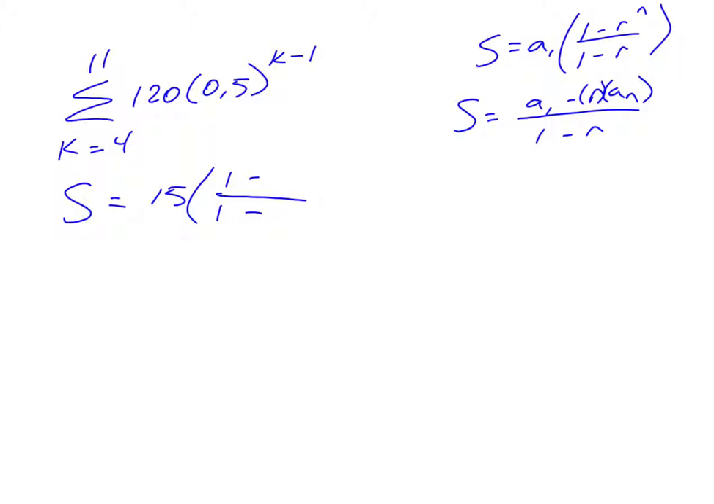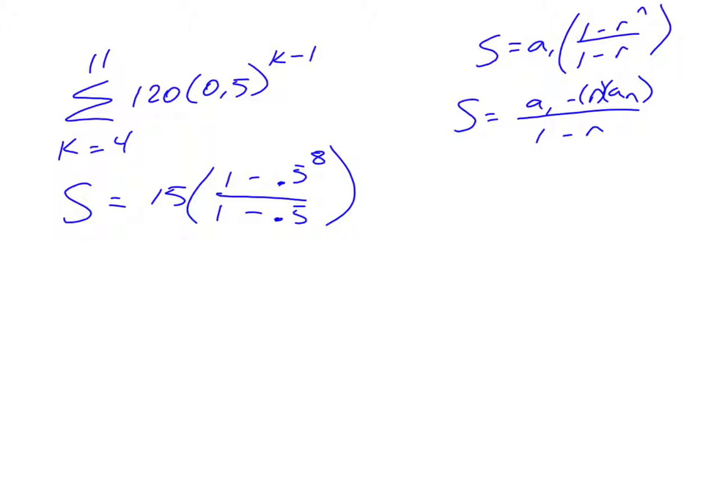The next thing I need to find is r. Kendrick, what's r going to be? R is 0.5. And then I need to find n. Katie, what's n going to be? Do you do 11 minus 4 plus 1? There you go. 11 minus 4 plus 1. So that means n is going to be 8.